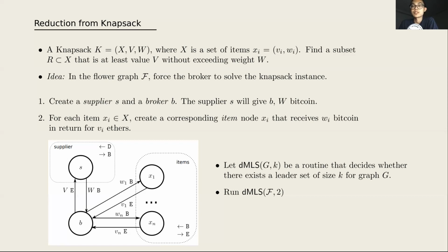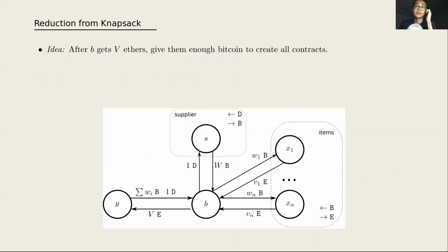However, just this construction by itself doesn't work, because not all contracts are created. So any item that isn't in the knapsack solution doesn't have their contracts, the to and from to that node contracts, created. Only the nodes in the knapsack solution will have their contracts created. And by definition, a proper leader set requires that those leaders create all of the contracts in the transaction graph. So how we can fix this is essentially, after B gets V ethers, give them enough Bitcoin to create all of the contracts. And so essentially we just create this artificial gate.